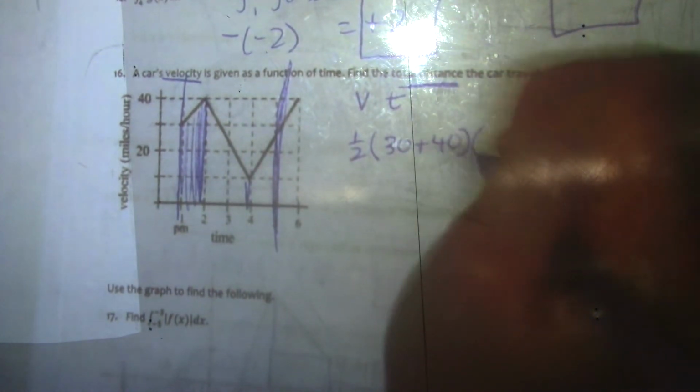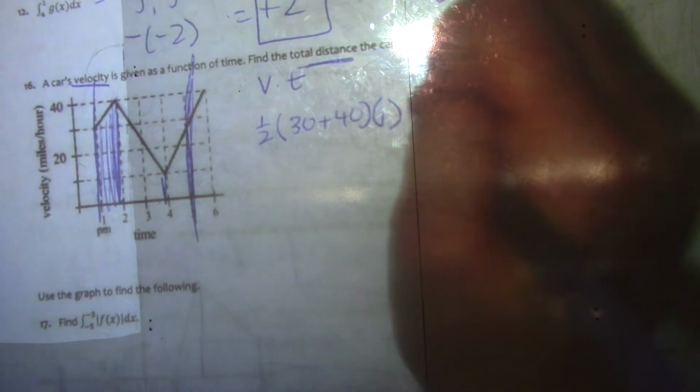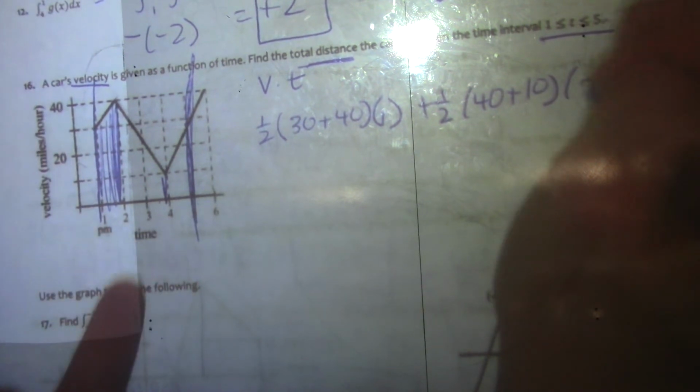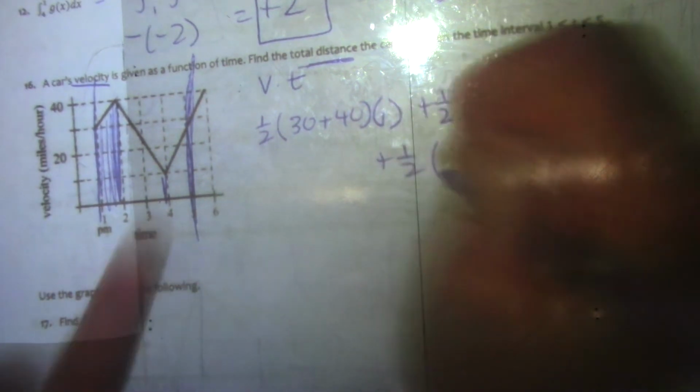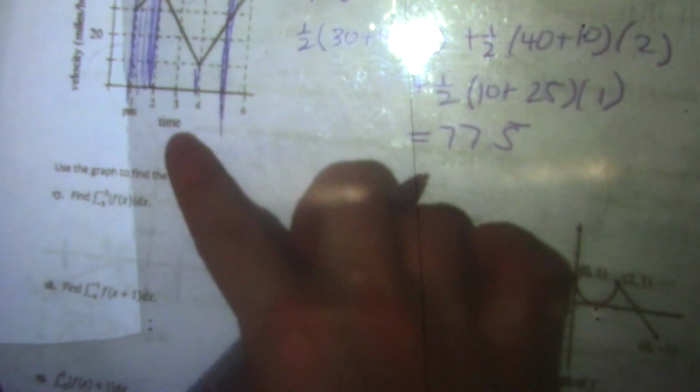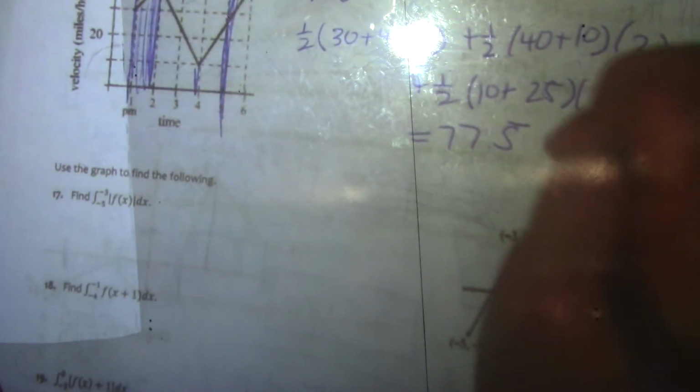So I've got 1/2, this is 30 and 40, times base of 1, plus 1/2, this is 40 and 10, base of 2. This one is 10, and this one is 25, base of just 1. And you put it in your calculator, and I got 77.5. And your unit, when you multiply miles per hour times the hours, is going to give you miles.